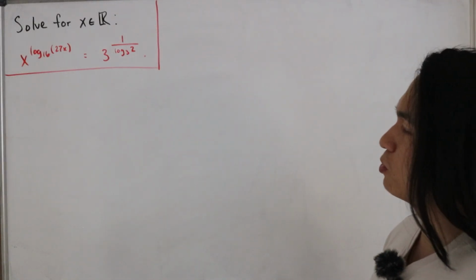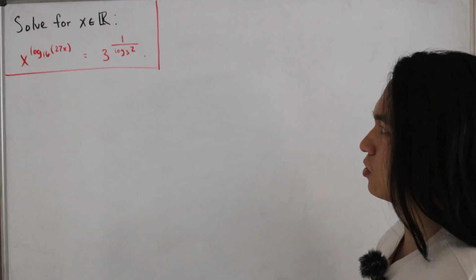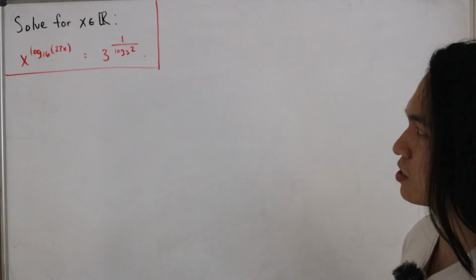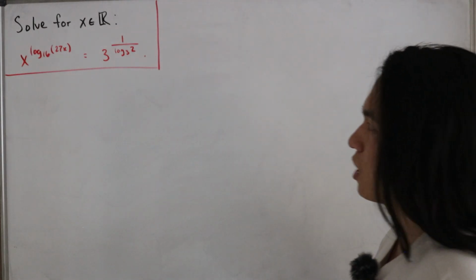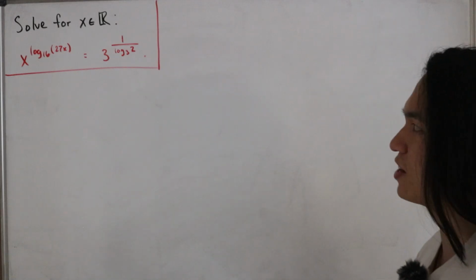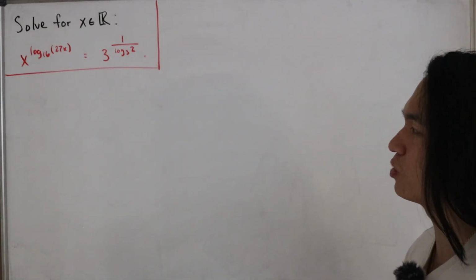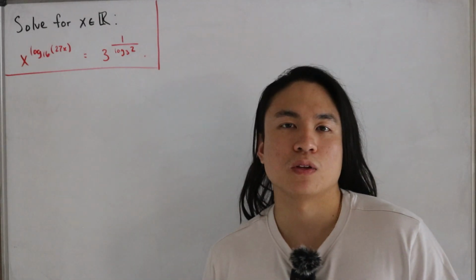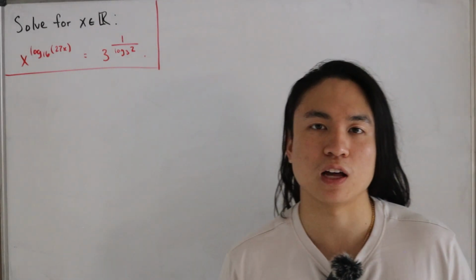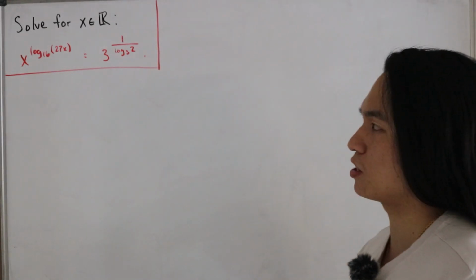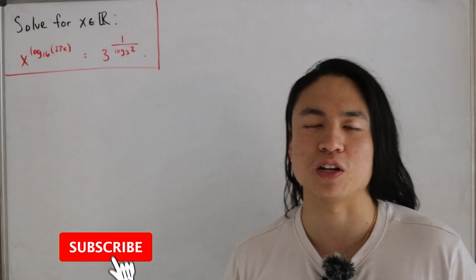It's been a while since we've covered anything algebra related, so let's solve an equation for x over the reals. We have x to the power log base 16 of 27x equal to 3 to the power 1 divided by log base 3 of 2. A lot of this is going to utilize log properties to solve our equation. I mean, go figure.